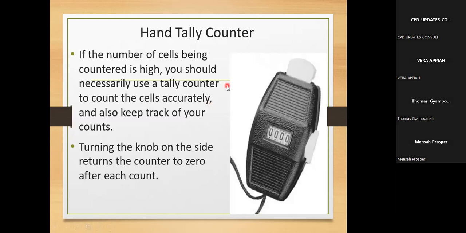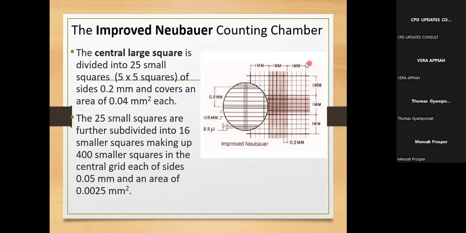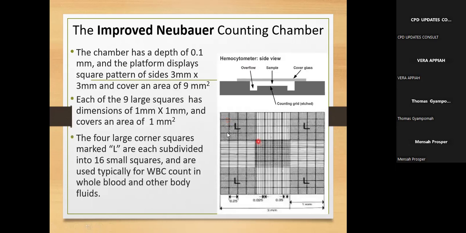So let me go back again. If I'm doing the calculations and I'm concentrating my count at these corners, then the volume I'll be dealing with can be calculated because the area here is 1 millimeter square. The area here is 1 millimeter square, 1 millimeter square. Now, this, remember, is on the platform here, and it has a depth of 0.1. This 0.1 will not change.